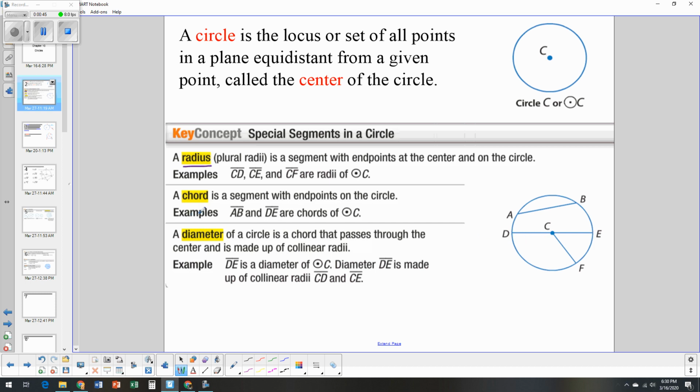A chord is any segment with endpoints on the circle. So we have here segment AB, because point A and point B are both on the circle. That would make AB a chord. Same thing technically with segment DE, right? Because point D and point E are both on the circle. There is a more specific name for that segment, though, that is called a diameter. A diameter is the distance across the circle through the center, or a segment through the center with endpoints on the circle. Notice that the length of the radius is half the length of the diameter.